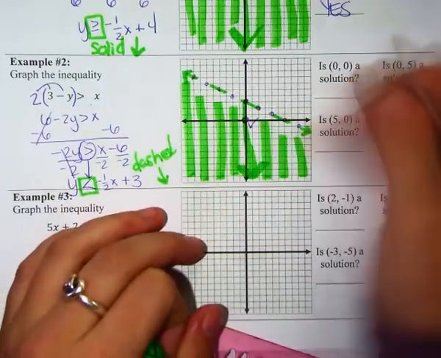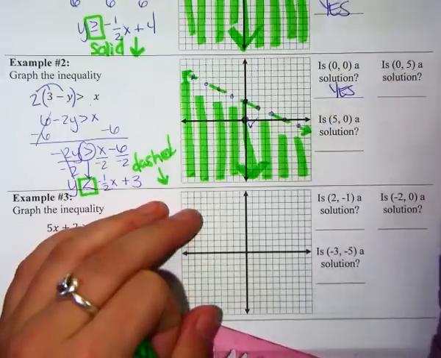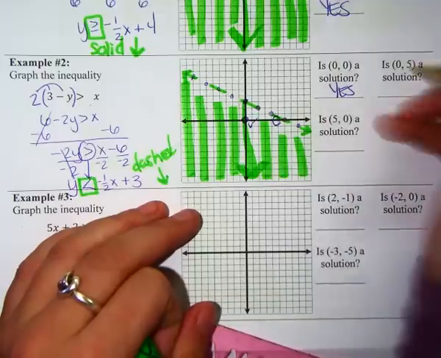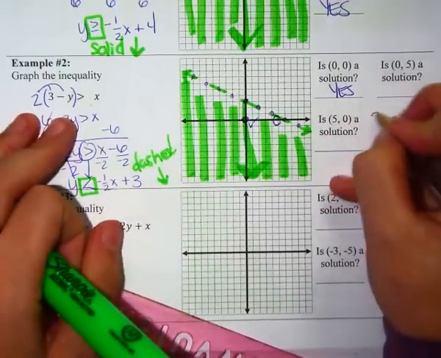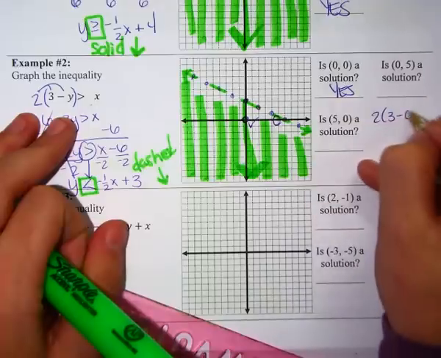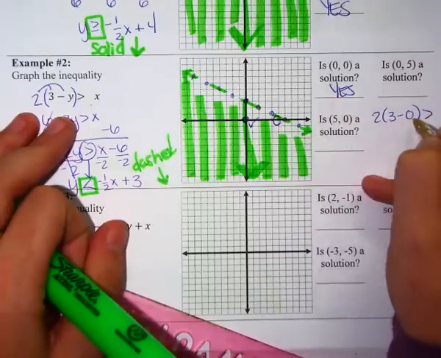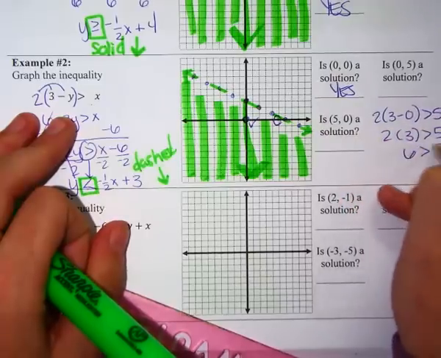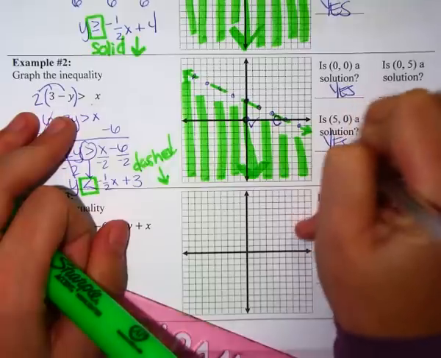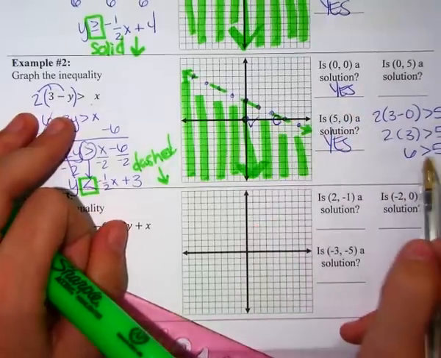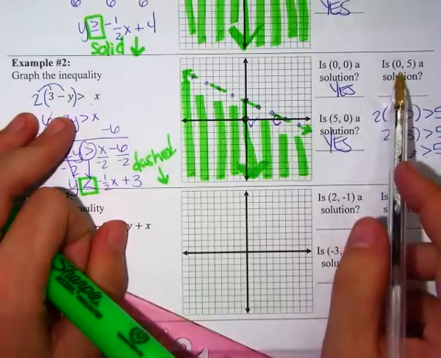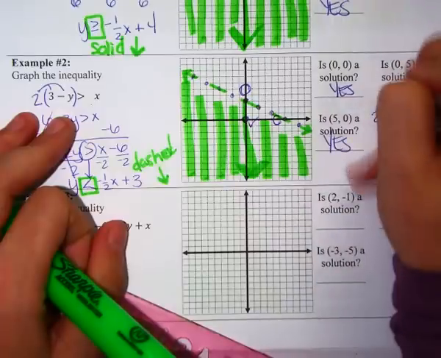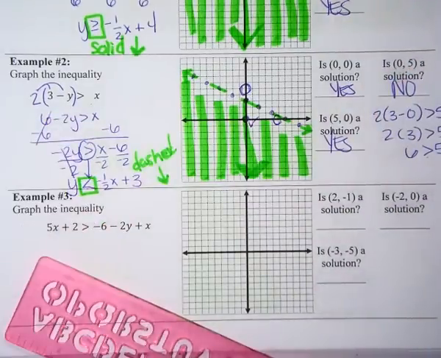0, 0 is in the region, so yes, it's a solution. 5, 0. 1, 2, 3, 4, 5, 0. I'm actually not sure, so I'm going to test the point really quick in the original. Y is 0. X was 5. So 2 times 3 is 6 greater than 5? It is. So sometimes when it's really close like that, you're going to want to test it just to make sure. 0, 5. 0, 1, 2, 3, 4, 5. That's not in the shaded region, so it's not a solution.